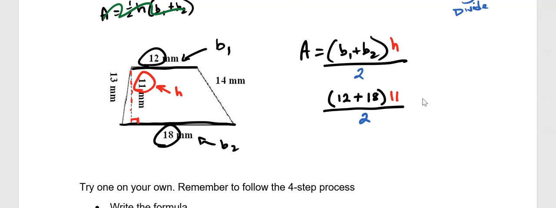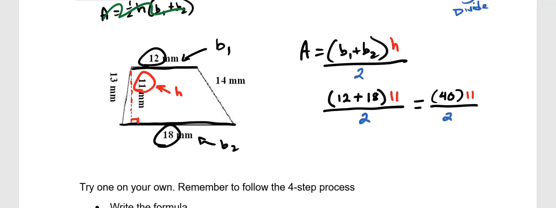So let's see what we get. 18 plus 12, that gives me 30. I still have to multiply by 11 and divide all of that by 2. Let's see. 30 times 11, I'm going to stop and do that on my calculator, is 330.